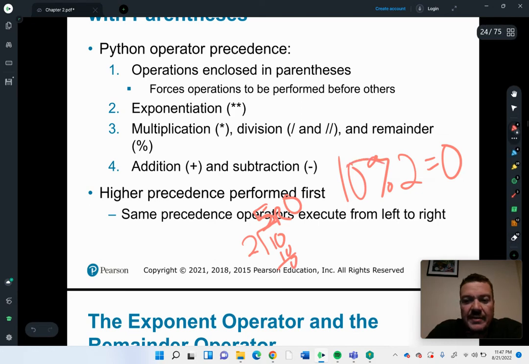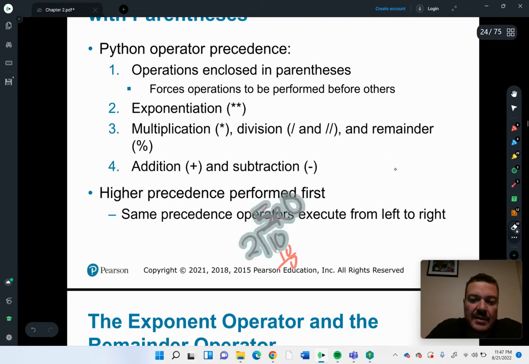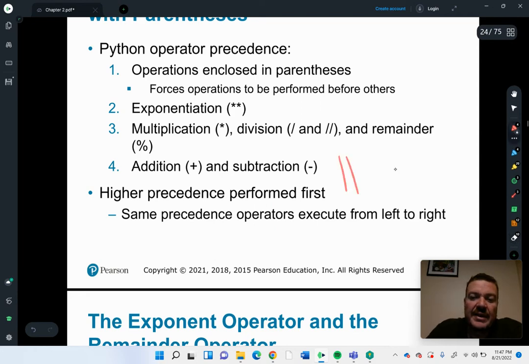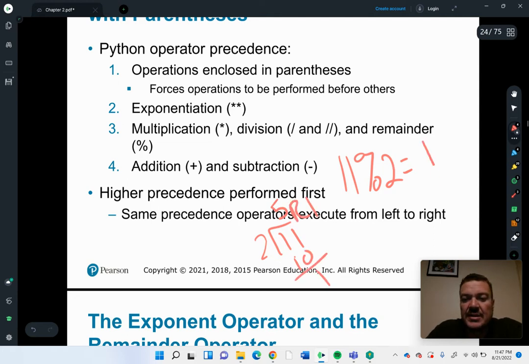Well, what if you were to say 11 modulus 2? Well, 2 into 11 goes 5 times with a remainder of 1. So the answer to this is 1.